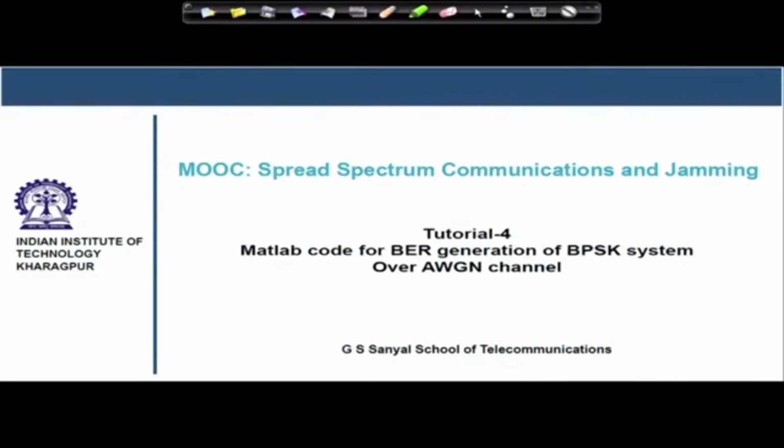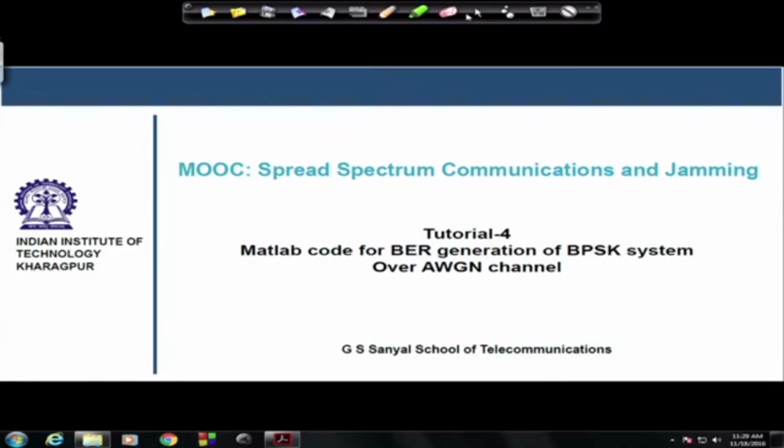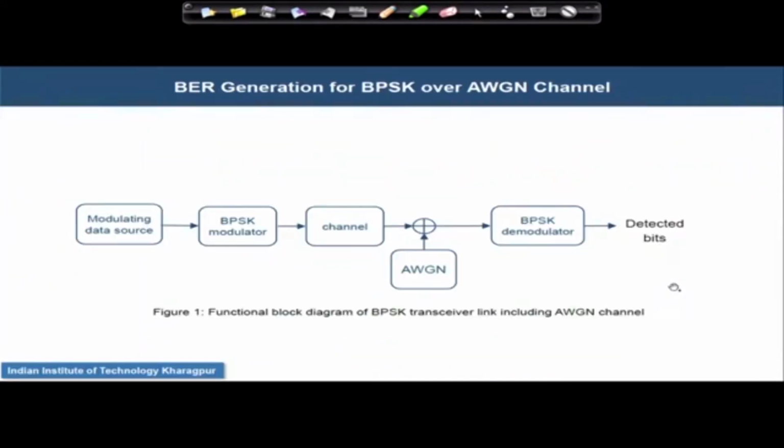Today's tutorial is on MATLAB code for BER generation of BPSK system over AWGN channel. This is the block diagram for BPSK transceiver including AWGN channel. First of all, the modulating data source will be there, where the transmitted data is given to BPSK modulator. BPSK modulator does the BPSK modulation.